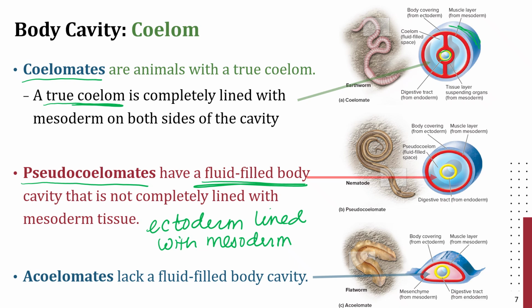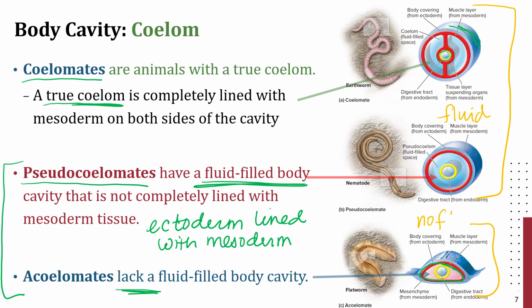Lastly, we have acoelomates. Acoelomates are organisms that have the mesoderm lining the ectoderm, but they don't have a fluid-filled body cavity. So both our pseudocoelomates and acoelomates lack that second lining. The difference between them is whether or not they are fluid-filled. So our coelomates and pseudocoelomates are fluid-filled. Acoelomates have no fluid.